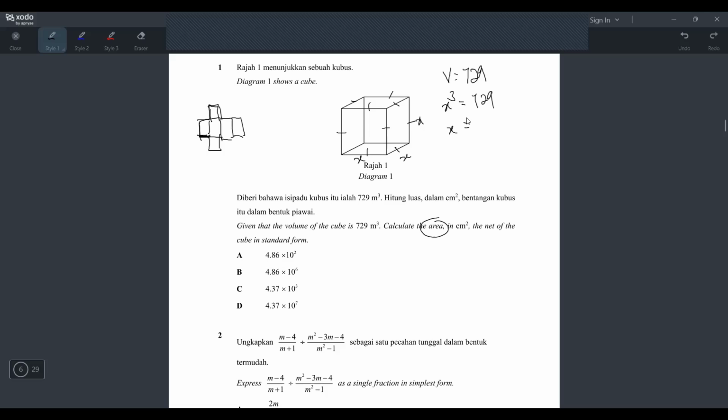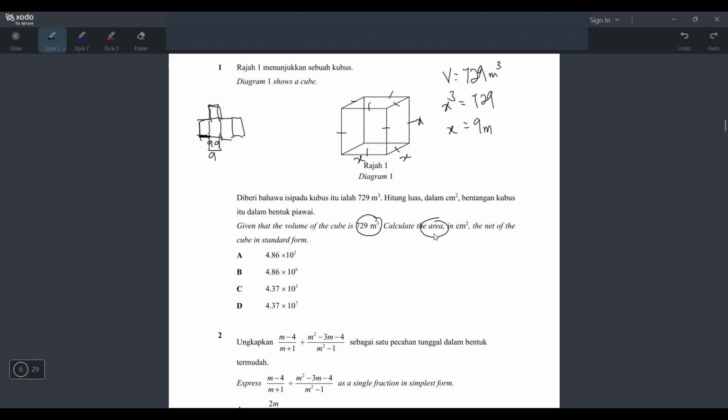So what is x now? We just press the calculator. Cube root of 729. My calculator gives me 9. But you should know that this is in meter, because the 729 is in meter cube, so x comes out as 9 meter also. Now I know all my lengths are 9, 9, 9.